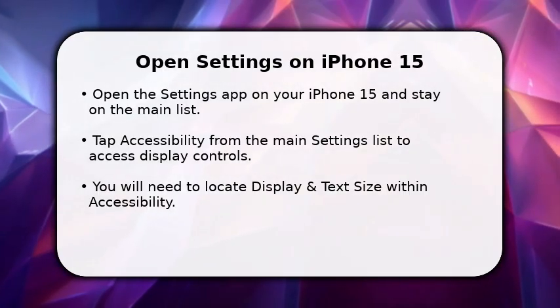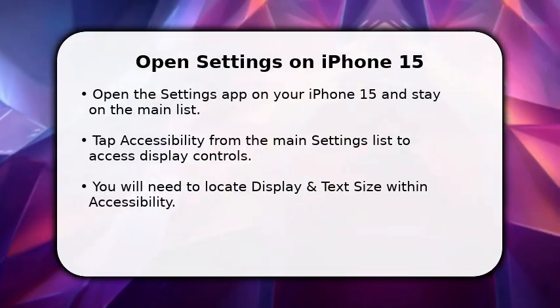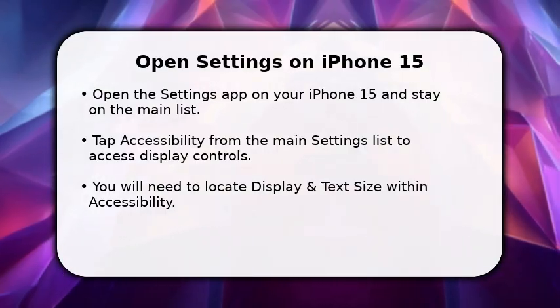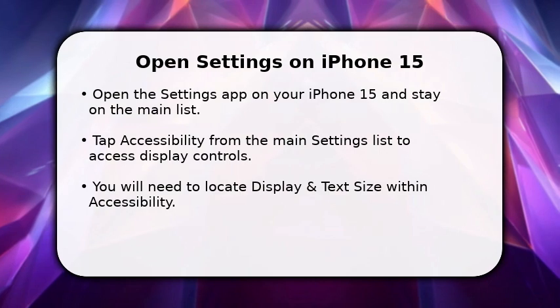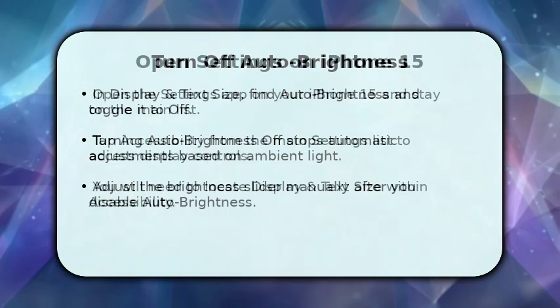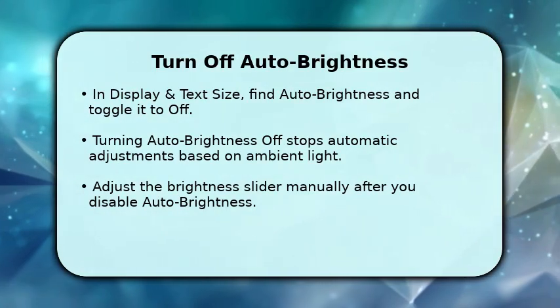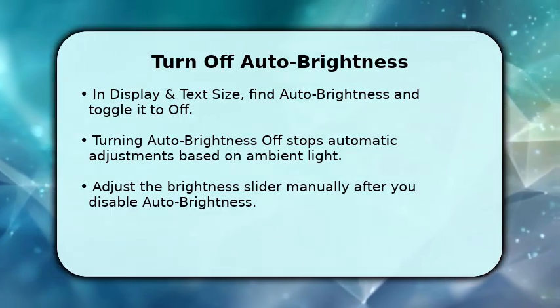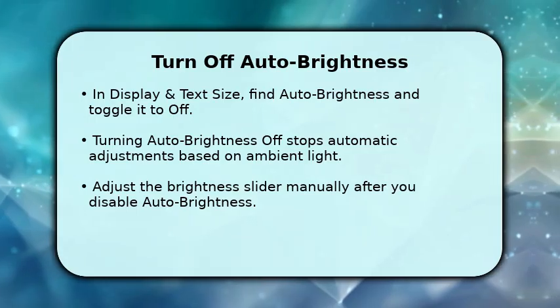These steps lead you to the Adaptive Brightness control, so you can change automatic screen adjustments. Follow the next steps to toggle auto brightness off safely, and test the result in varied lighting. In Display and Text Size, find Auto Brightness and toggle it to off. The switch appears near Contrast and Text Size controls within the same menu.